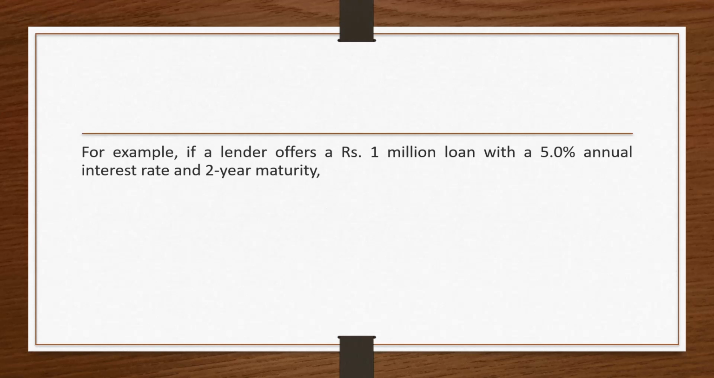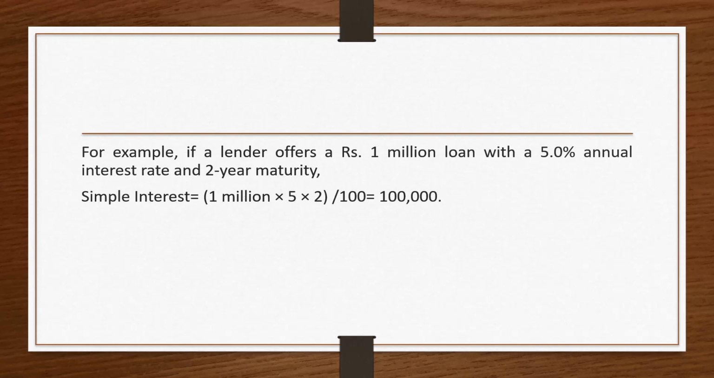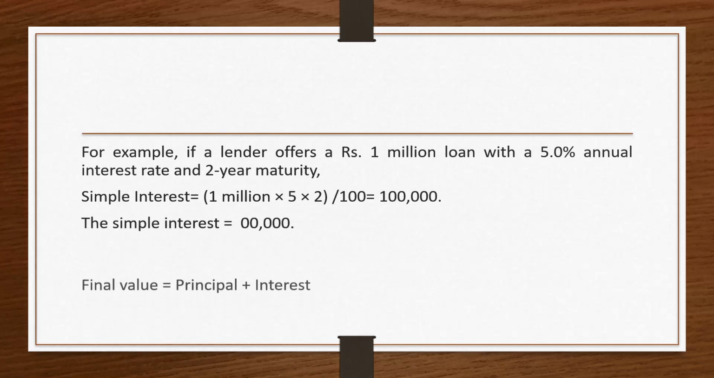For example, if a lender offers a rupees 1 million loan at a 5% annual interest rate, that is simple interest, and for 2 years, that is the maturity period is 2 years. Here the principal amount is rupees 10 lakh, the rate of interest is 5% and n equal to 2 years. So we can calculate it as 10 into 5 into 2 divided by 100, that is 1 lakh. So the simple interest is 1 lakh rupees.